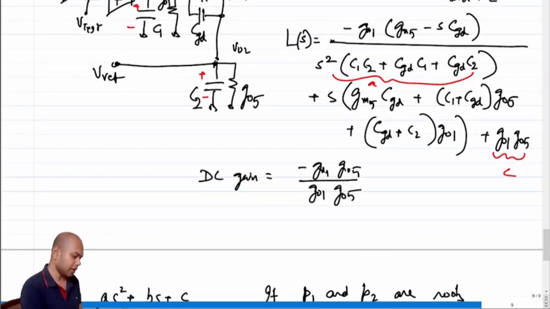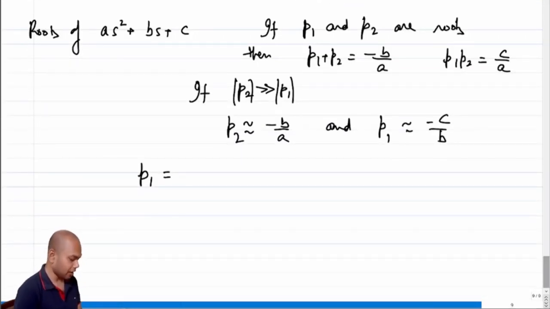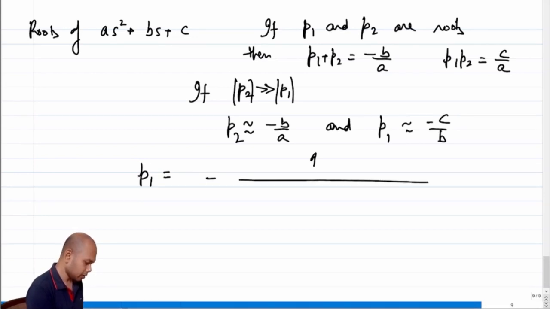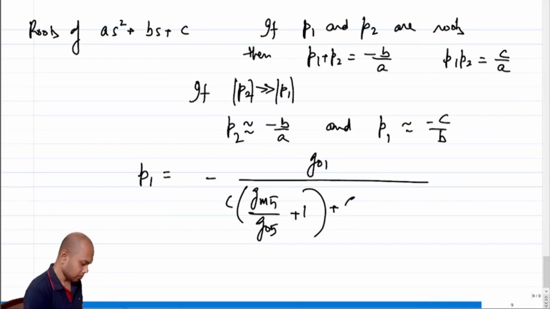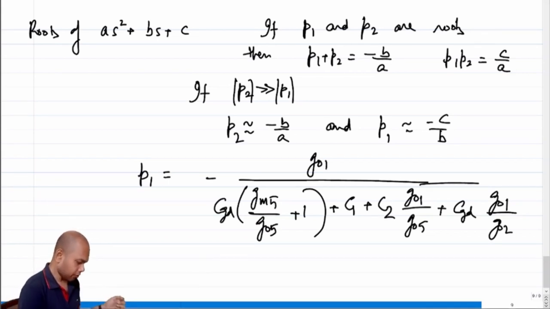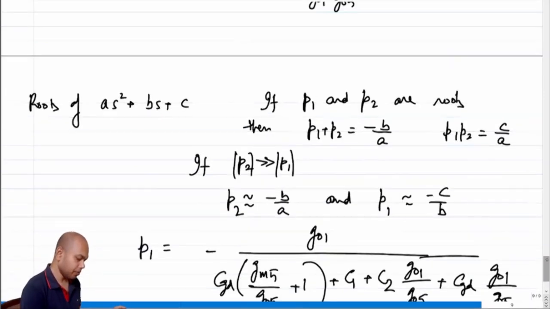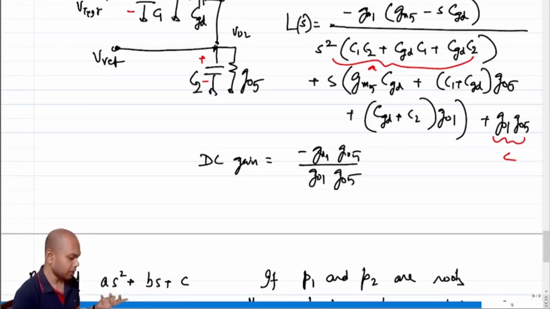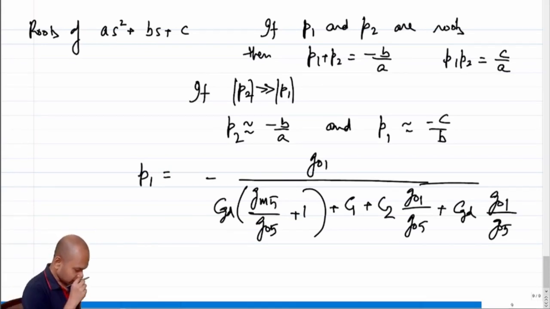So G01, G05 divided by that entire term. If I do that, and we do a further one level simplification, we are going to get G01 divided by C_GD times GM5 by G05 plus 1 plus C1 plus C2 G01 by G05 plus C_GD G01 by G02. Essentially we are simply doing minus C over B, but in C I have G01 times G05, so I am dividing the numerator and denominator by G05, and this is what we get. Now let's see whether this makes sense.